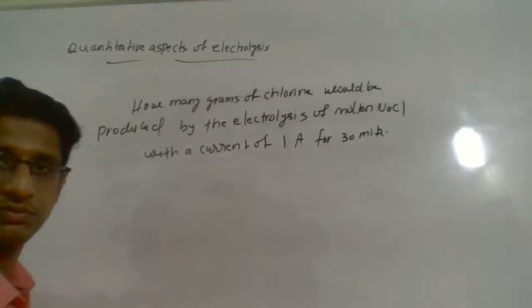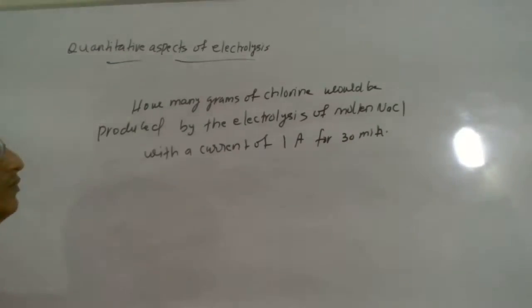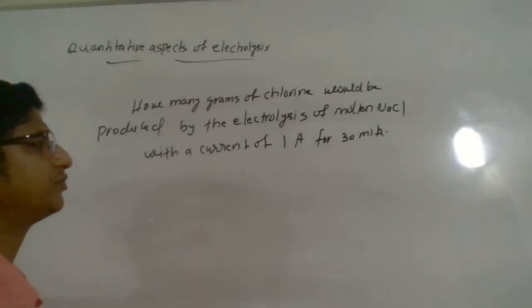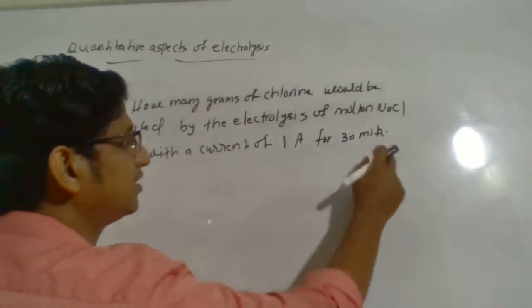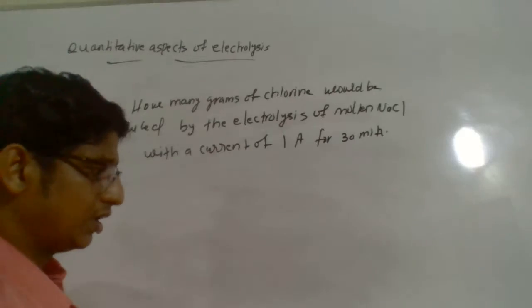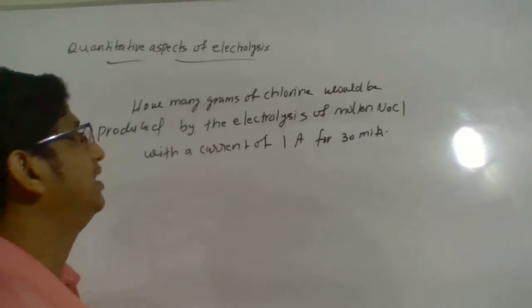So look at this problem. How many grams of chlorine would be produced by the electrolysis of molten NaCl with a current of 1 ampere for 30 minutes? That means a 1 ampere current is passing through for 30 minutes. How much chlorine will be liberated?